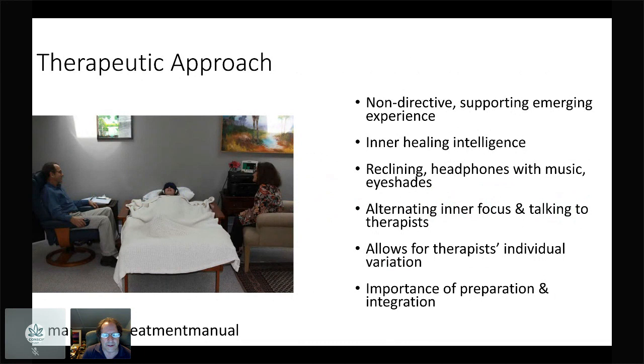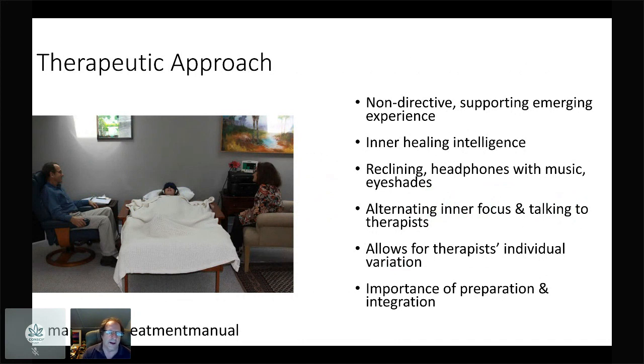People recline. You can see headphones with music. For MDMA, roughly half the time is spent people going inward. The other half is with interactions with the therapist. This is this alternating inner focus and talking to therapists. However, for LSD or psilocybin, it's more like 80 or 90% or so. People's eyes are closed with a lot less interaction with the therapist.